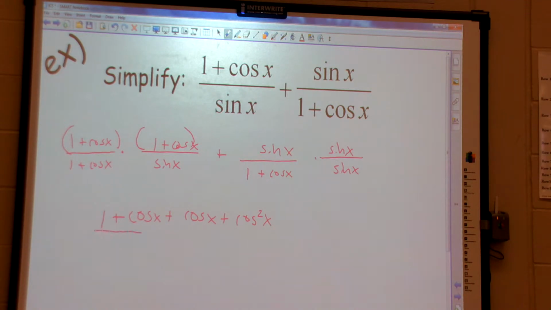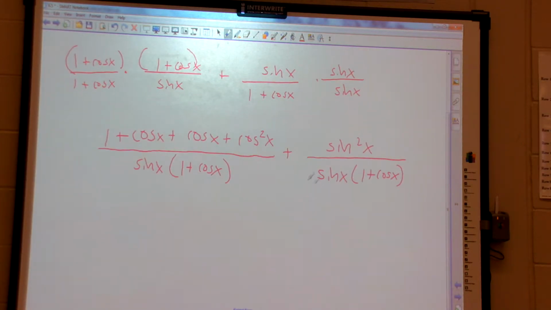So on the bottom, I'm going to go ahead and leave that as sine x times 1 plus cosine x. You could distribute it, but I'm giving you a tip to not. This fraction gives me sine squared x, and once again I'm going to leave the bottom unfactored. You could distribute it, but you might have to factor it later. So you have to show everything. I'm showing here the bare minimum. Now that I've found a common denominator, I can go ahead and add the tops. Okay. So I'm going to have 1.